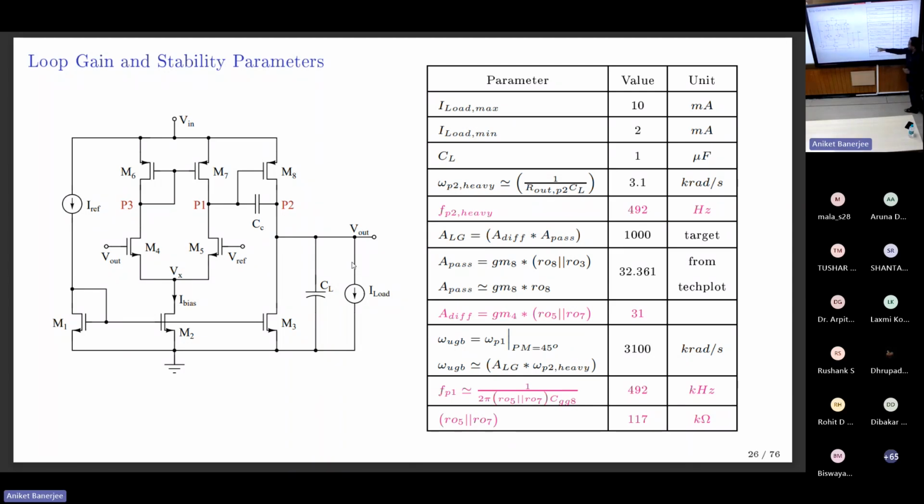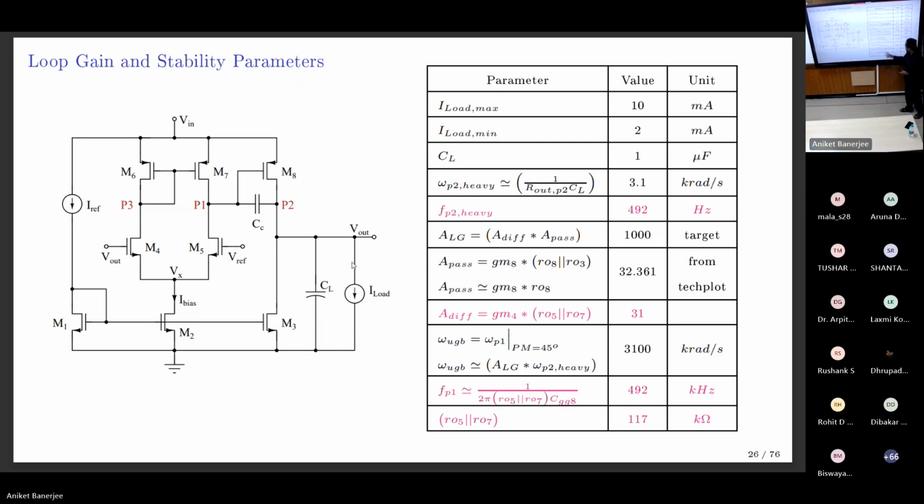If I make the UGB equal to the dominant pole, and this is the second non-dominant pole, if I make the second pole equal to UGB, I get a phase margin of 45 degrees. So omega UGB equal to omega P1 gives 45 degrees. What is omega UGB? It is the DC gain into the first pole. If you treat it as a first order system, DC gain into the first pole is the UGB point, which is around 3100 kiloradians. So my UGB point should be this.